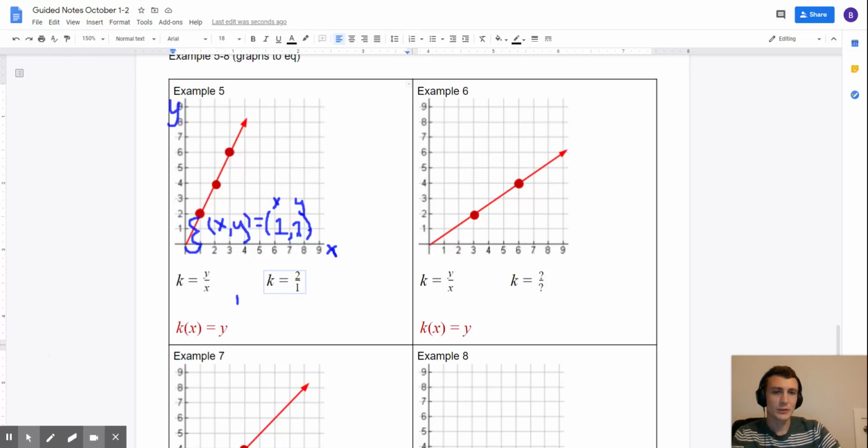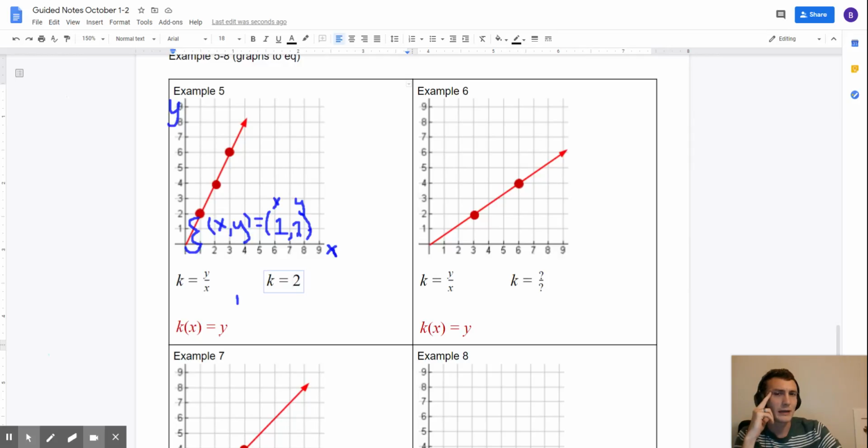Now, k equals 2 over 1. I could also write this as k equals 2. Ta-da! Okay, cool, awesome.